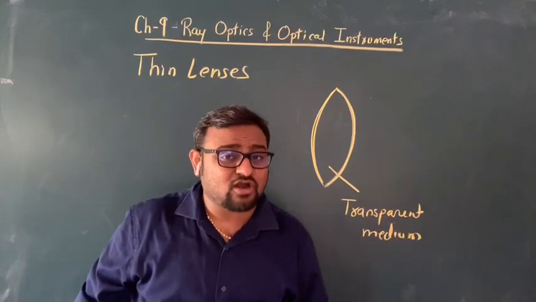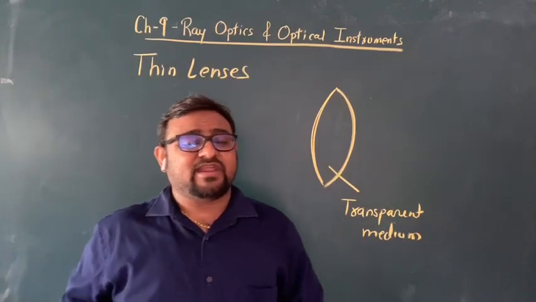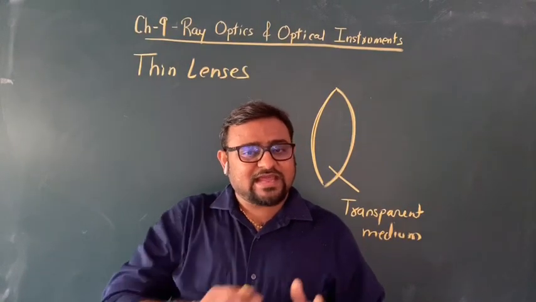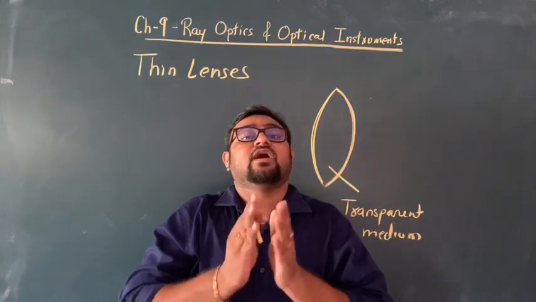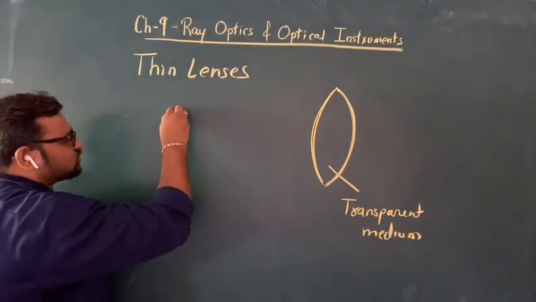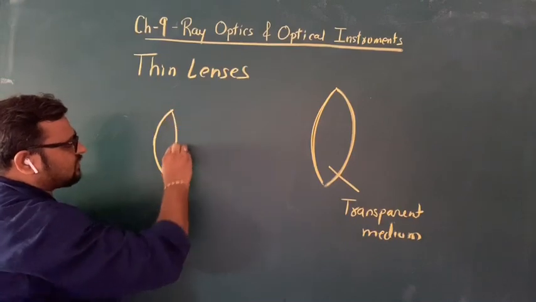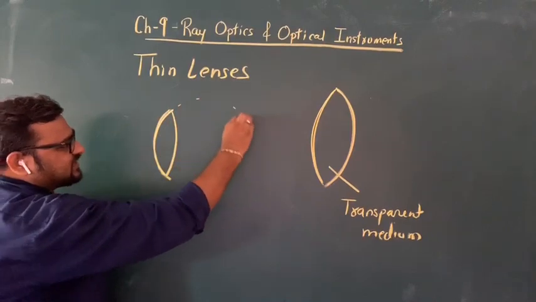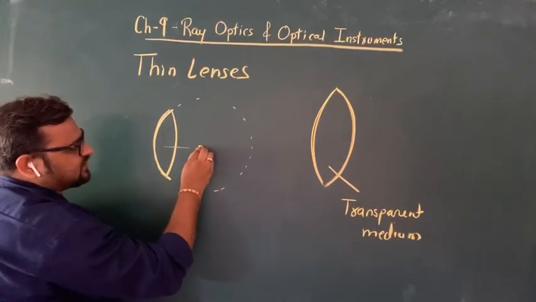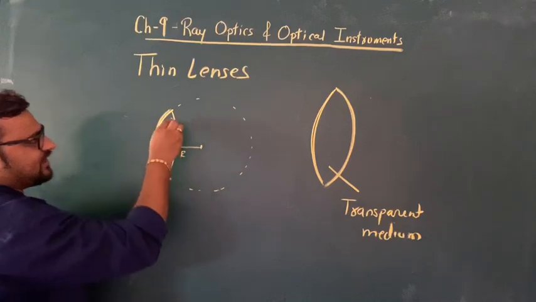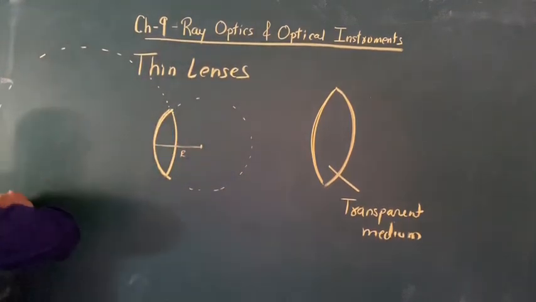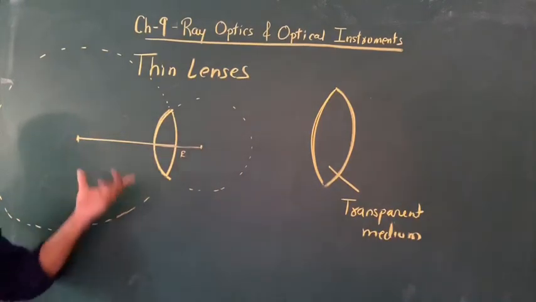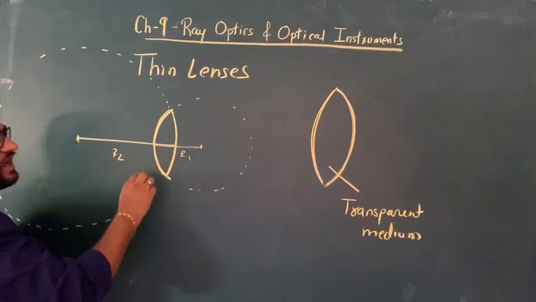Now, it's not necessary that the radii of curvature must be the same. Both surfaces can have different radii of curvature, like this. You can see that this surface has a smaller radius of curvature. When I extend it, this will be the radius of curvature of this surface, and this will be the radius of curvature for the other. So for this R1, for this R2.